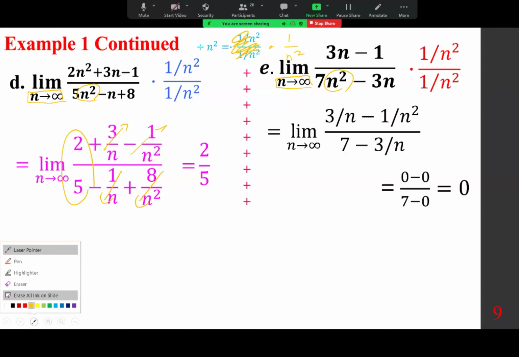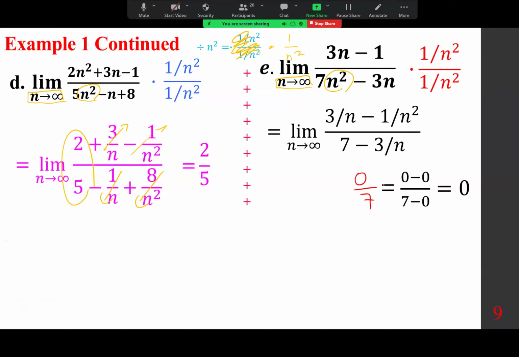Now, why is this 0? Pay attention to the fact that you are dealing with 0 over 7. 0 over some number other than 0 gives you 0. If it's 0 over 0, which we will discuss later on, it is called an indeterminate form. We don't want to mix them up. Okay.